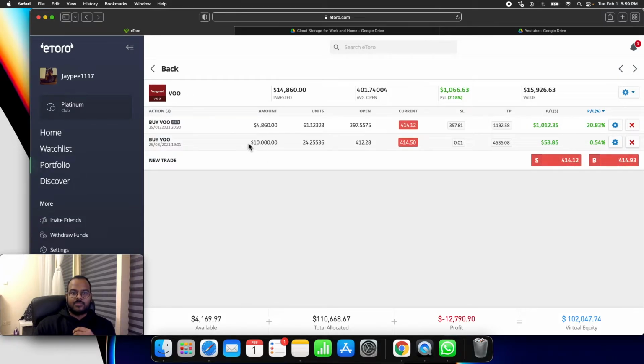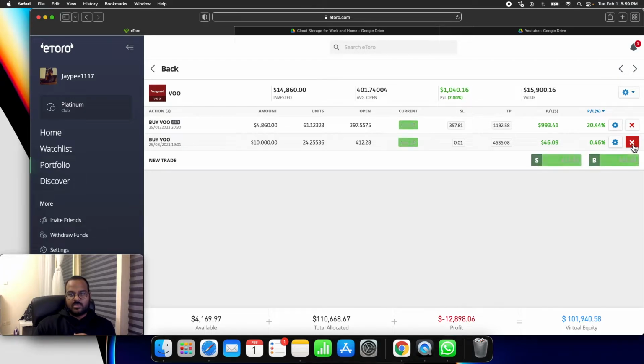I have this one position which I opened with $10,000. I opened at 412.28 and currently it says 414.46. So the total position is up 0.2552%. I have made $50 on top of it. It's fluctuating because the market is open as of now.